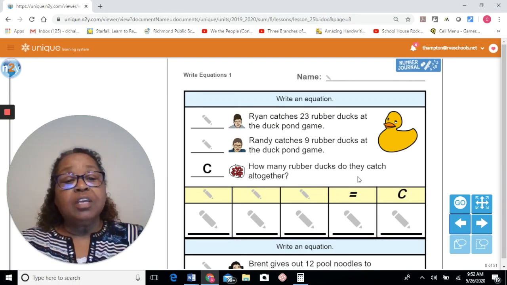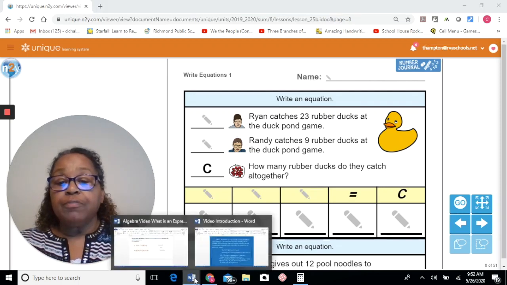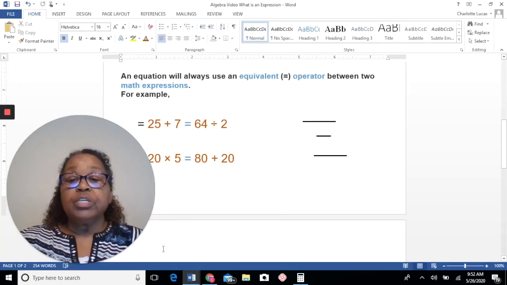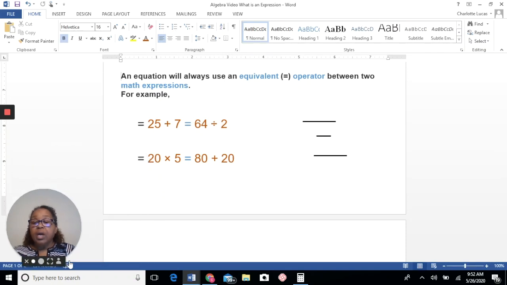All right, let's start with a definition because that is always helpful. In algebra, we're working with certain conditions, so we want to make sure that we understand exactly what we're talking about. We are working with an equation. An equation will always use an equivalent operator between two math expressions. You know the word equation comes from equal. So an equation will always use an equivalent operator, and the equivalent operator is, that's right, the equal sign between two math expressions.